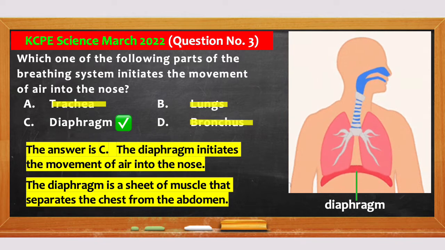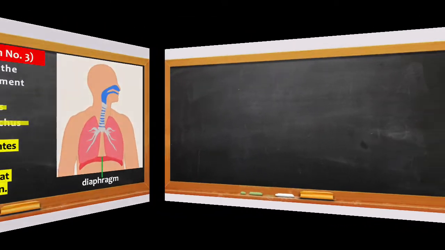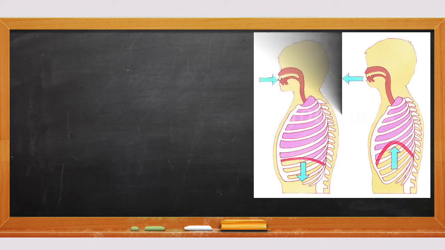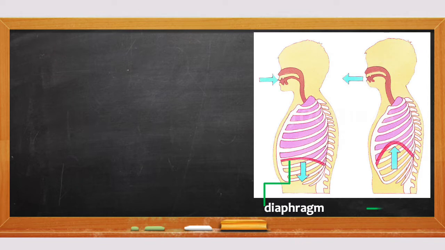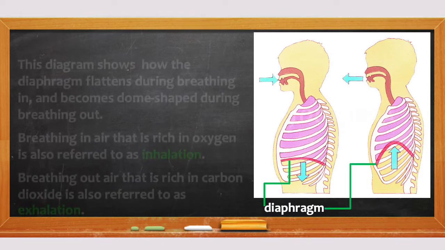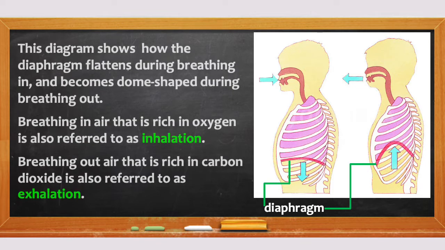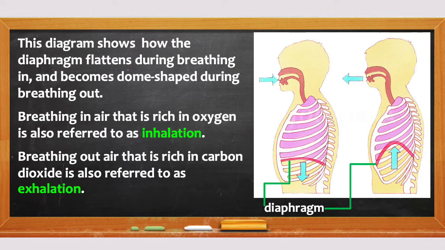The diaphragm is a sheet of muscle that separates the chest from the abdomen. This diagram shows how the diaphragm flattens during breathing in and becomes dome-shaped during breathing out. Breathing in air that is rich in oxygen is also referred to as inhalation. Breathing out air that is rich in carbon dioxide is also referred to as exhalation.